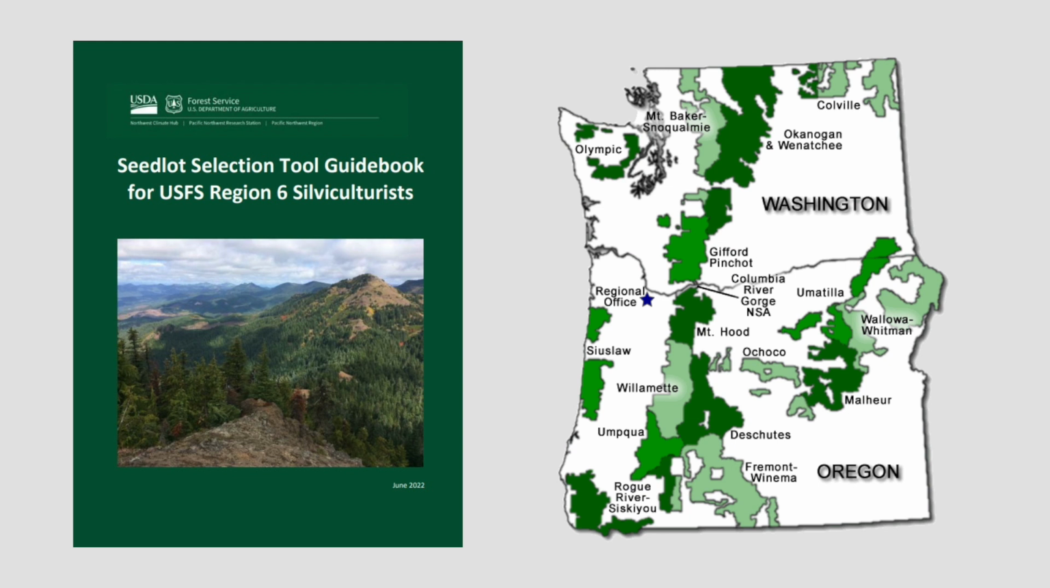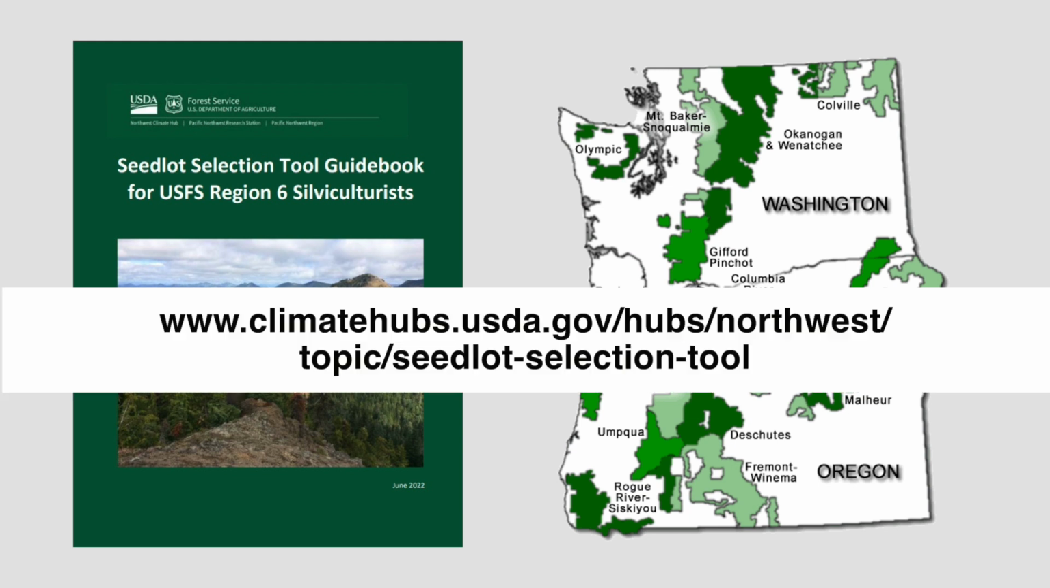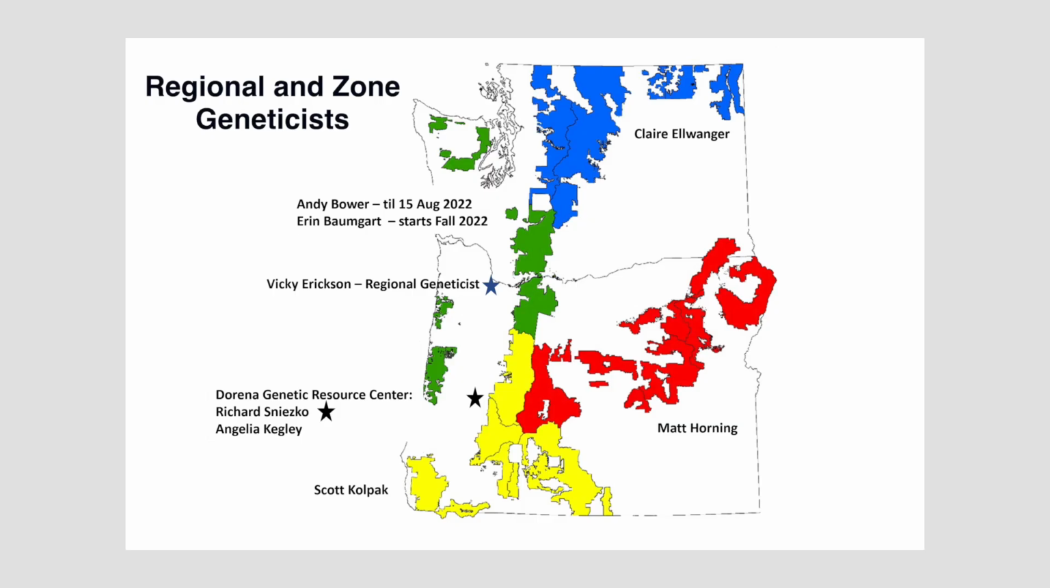After this tutorial, I encourage you to check out the SST guidebook for additional scenarios and some basic information about account creation and saving your runs. This video tutorial and the guidebook are intended to help Region 6 silviculturists to get started, but they should still work with their zone geneticists to develop and design reforestation plans.